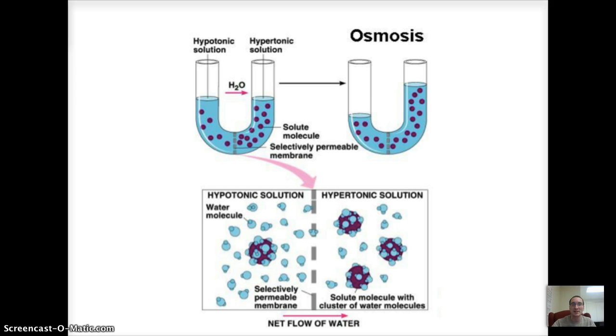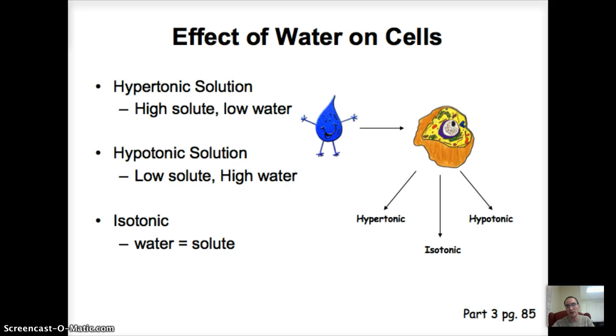Now, when this happens, we can say that there are three different effects that water can have on cells, and these will be important. I want you to know these. The first is that we can have a hypertonic solution, and what this means is that it's going to be a high solute and a low water concentration. A hypotonic solution is when we have a low solute and a high water concentration. Finally, an isotonic solution is when the water concentration and the solute are equal inside and outside of the cell.